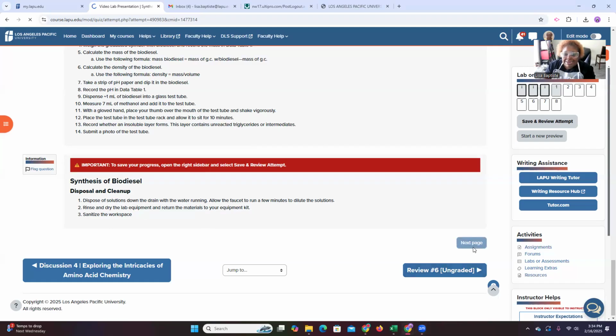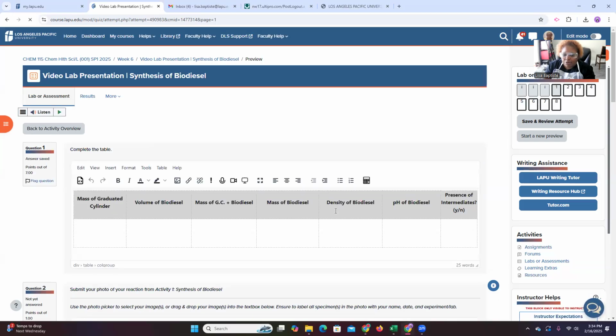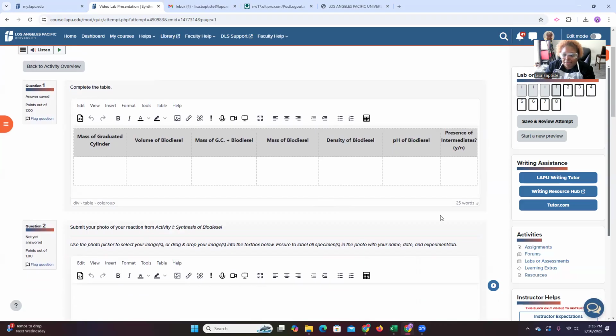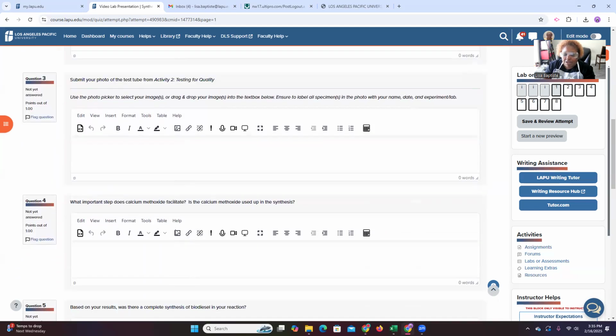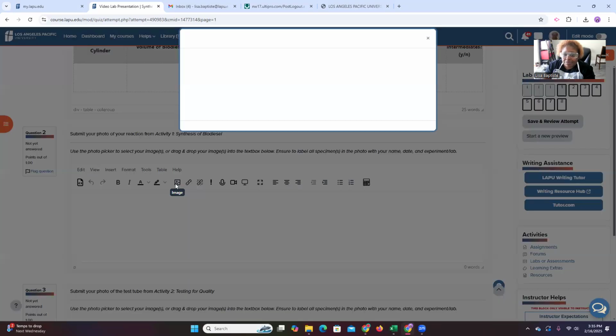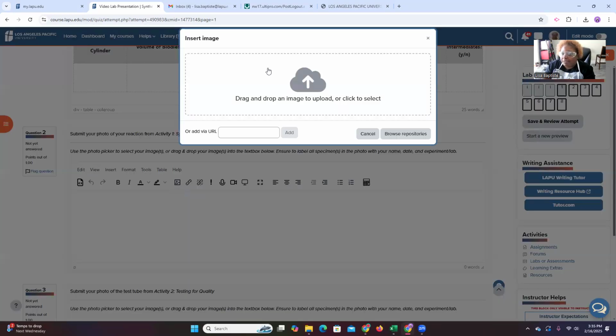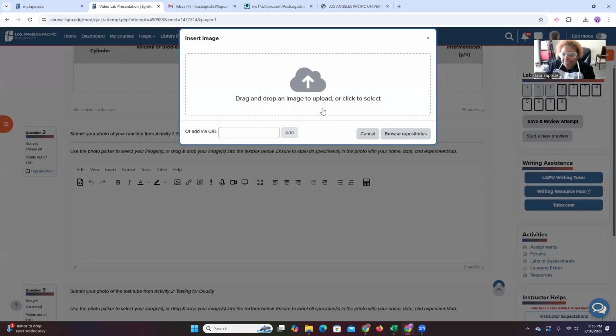On the next page, you'll see the table where you put all your information. And then you'll submit your pictures. If you're struggling with submitting pictures, one thing I do want to show you: as long as the picture that you take is uploaded, you can just drop the image here. You're going to click on this little picture button and then drop your image here, and then you're going to add it.